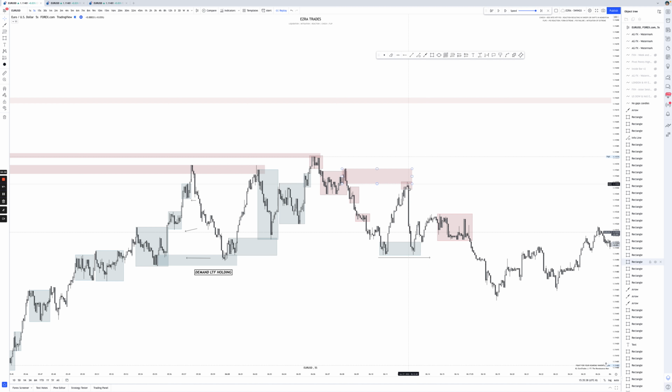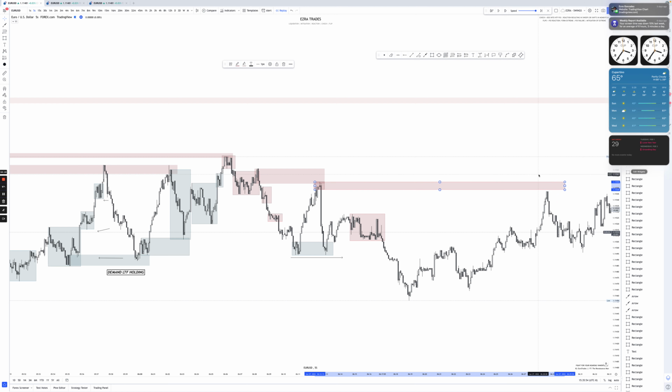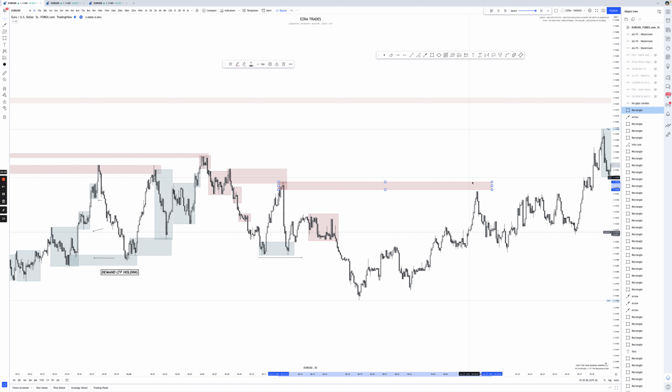Price came into here, engulfing candle to the downside. Someone else would say, I'm not going to take a short unless we come back to this level because it's unmitigated. And while that's valid, you could do that. Let's just see what happens here. Did we get something there? Nope, nothing until we breach that level, right?